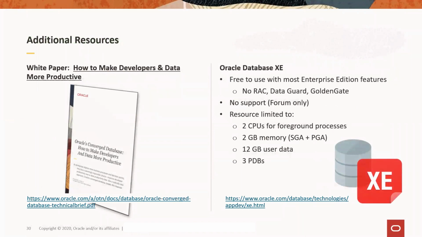I want to point you guys to a couple of really good additional resources. First of all, there's a very recent white paper. It just came out, and it's called How to Make Developers and Data More Productive, the Oracle Converged Database. The link is right here, or you can just Google it. You'll find it on the oracle.com site. This white paper basically goes into a lot more depth into everything we talked about today at a very high level, right? And there's lots of great content in there, and it'll point you elsewhere as well as needed.